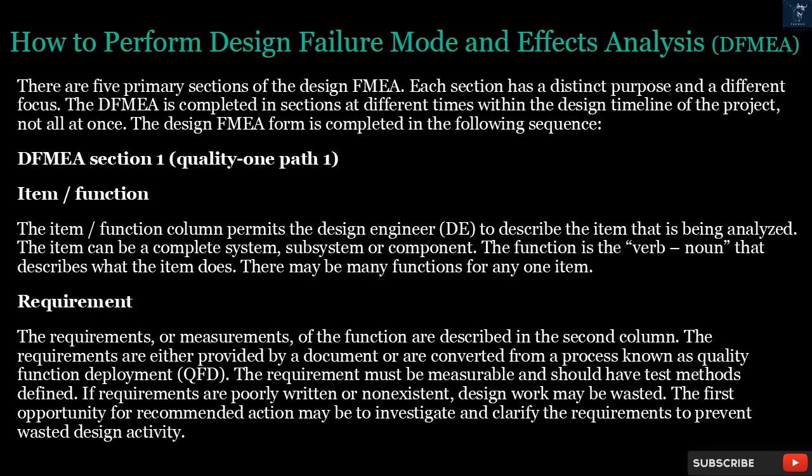How to perform Design Failure Mode and Effects Analysis, DFMEA. There are 5 primary sections of the Design FMEA. Each section has a distinct purpose and a different focus. The DFMEA is completed in sections at different times within the design timeline of the project, not all at once. The Design FMEA form is completed in the following sequence. DFMEA Section 1, Quality 1 Path 1.